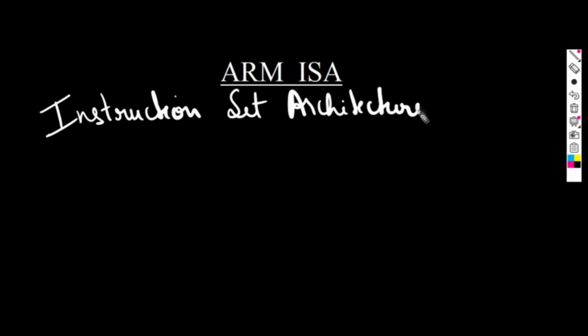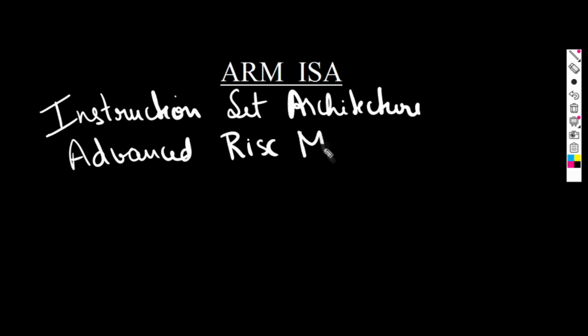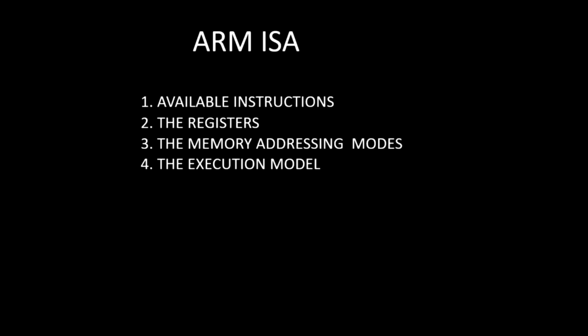It's one of the most widely used ISAs in the world today, especially in mobile devices, embedded systems, and increasingly in servers and desktops. Okay, so when you call something ARM, it is nothing but Advanced RISC Machine, while ARM ISA defines how ARM processors operate. That is, it specifies the available instructions, the registers, the memory addressing modes, and the execution model.